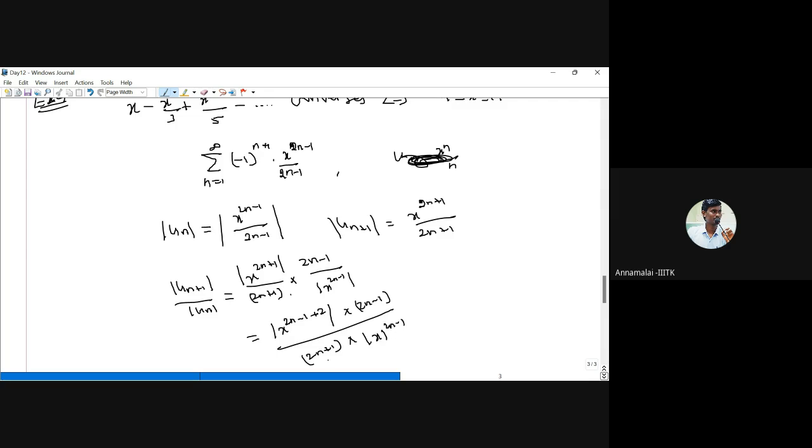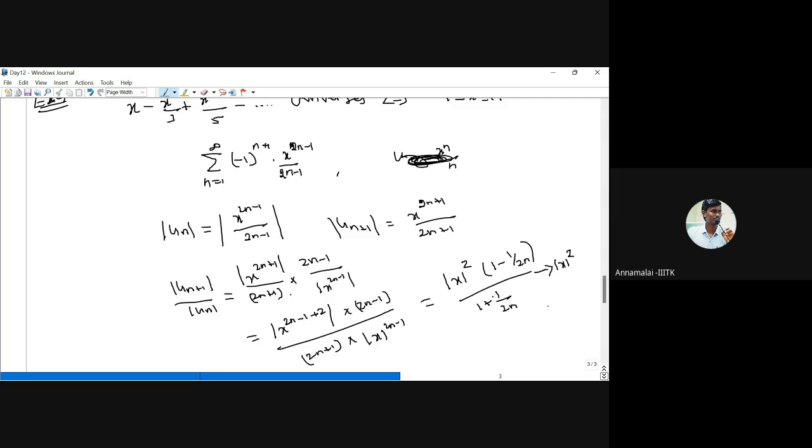So therefore 2n minus 1 cancels. We have modulus of x square, the first term. And if we take 2n outside and cancel from the numerator and denominator, we get 1 minus 1 by 2n in the numerator, and in the denominator also we have 1 plus 1 by 2n. You take 2n outside and then cancel it. Now as n goes to infinity, this goes to mod x square.